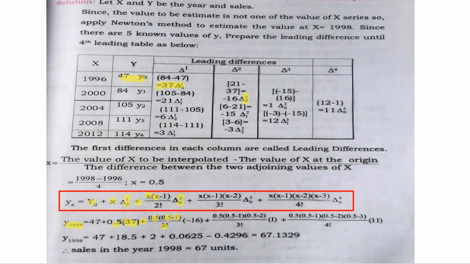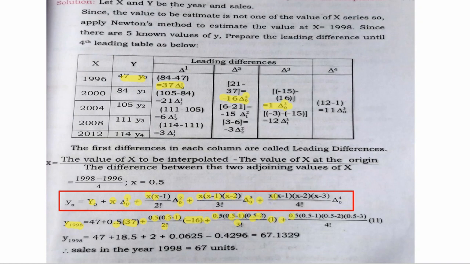Delta naught to the power of 2 value is minus 16, so I have taken minus 16. Plus x is 0.5, 0.5 minus 1, into 0.5 minus 2, divided by 3 factorial. Delta naught to the power of 3 value is 1. I have taken the 1 value, plus.